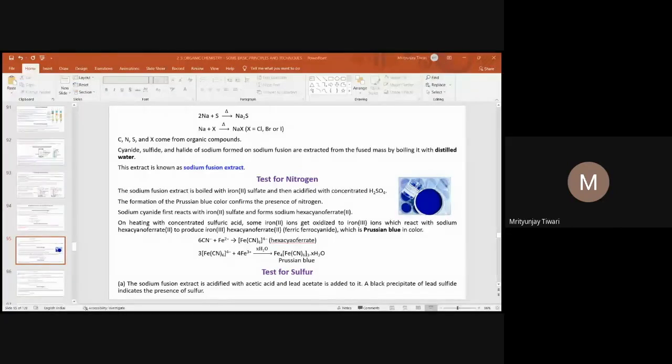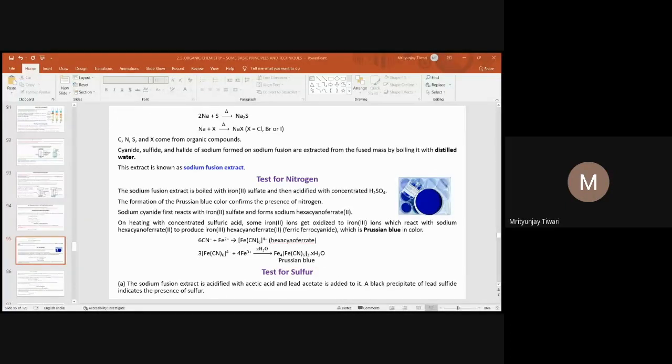With the black precipitate we understand that it's lead sulfide. And the second method to detect the presence of sulfide in the sodium fusion extract is the sodium nitroprusside test. On treating the sodium fusion extract with sodium nitroprusside, Na2[Fe(CN)5NO], the appearance of a violet color indicates the presence of sulfur. So the presence of sulfide in the sodium fusion extract means the presence of sulfur in the organic compound.